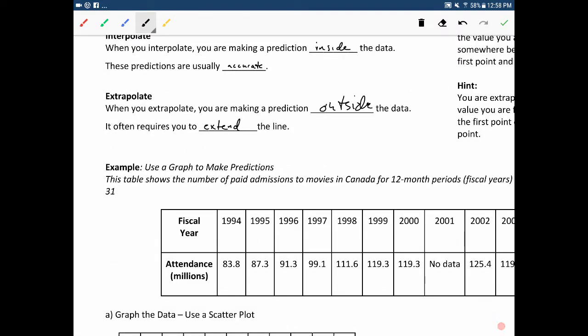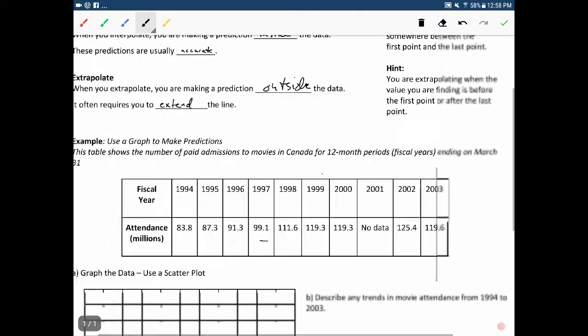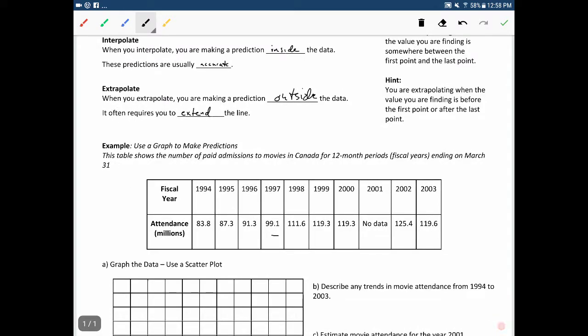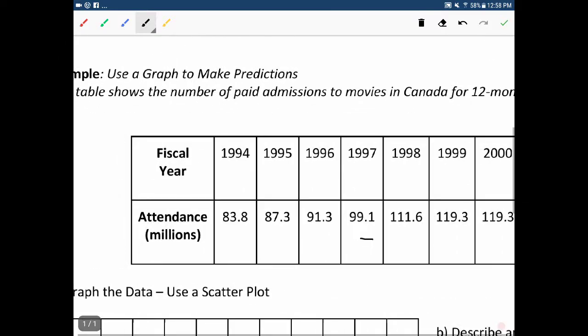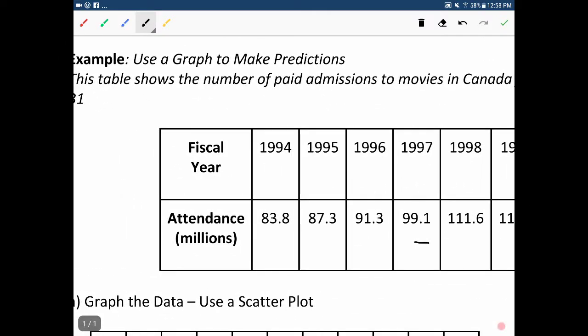Okay, so here we have a chart. This table shows the number of paid admissions to the movies in Canada for 12-month periods ending in March 31st. So we're going to graph this. Before I start, though, there's a couple things we need to do. First of all, we need to decide which of these two variables is the independent and which one is the dependent variable. This is something that we often make mistakes on.